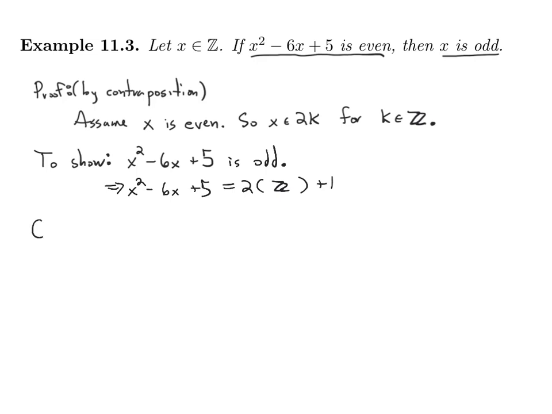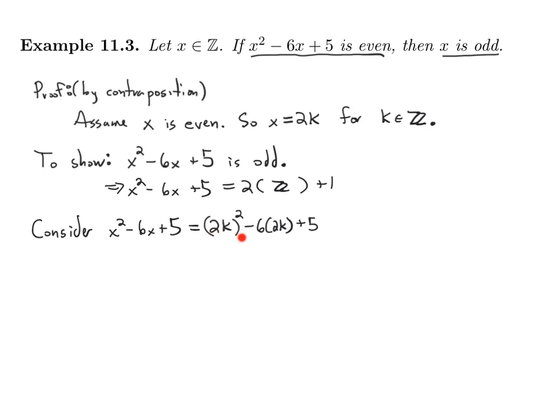Okay, so let's consider that expression, x squared minus 6x plus 5. Let's use our assumption here. We know that x... Oh, I made a small mistake here. I said this is an element of 2k. That doesn't mean anything. X equals 2k. So here we are. Let's do this. X equals 2k. So let's put that in. 2k squared, that's x squared, minus 6x, which equals 2k, plus 5.